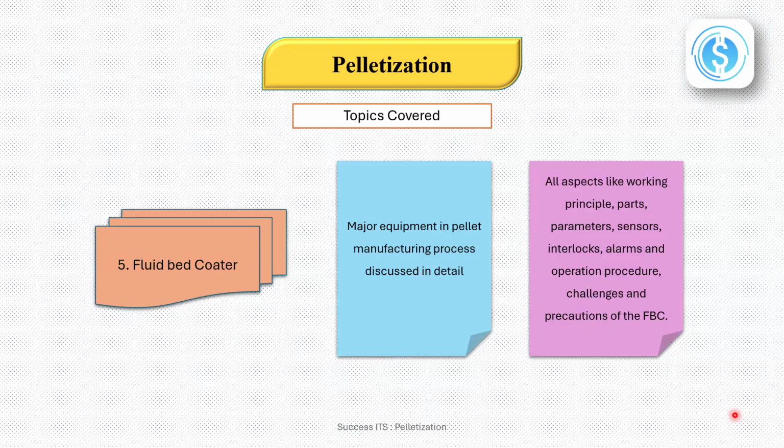You will also learn about the sensors, interlocks, and alarms provided in the equipment to ensure safe operation and consistent process control. In addition, we will discuss the standard operating procedure starting from the equipment preparation and operation to shutdown and cleaning. Finally, we will cover the common challenges faced during the fluid bed coating, such as agglomeration, spray drying, uneven coating, and overweighting, along with the necessary precautions to prevent these issues.